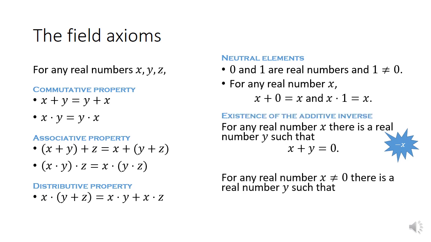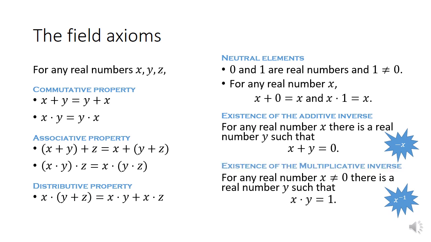And finally, for any non-zero real number x, there is a real number y such that x times y equals 1. This number is uniquely determined, which again follows from the previous axioms, and is denoted by x to the power of minus 1. It is called the multiplicative inverse, or the reciprocal of x. All these axioms together are the field axioms. They stipulate that the real numbers form a field. As usual, subtraction is defined as the addition of the additive inverse and division as multiplication by the multiplicative inverse.